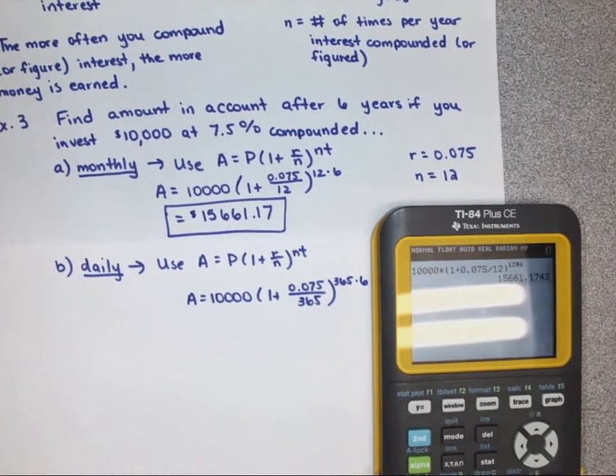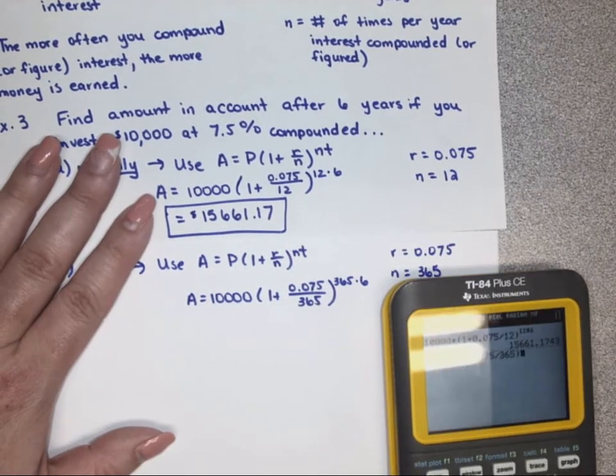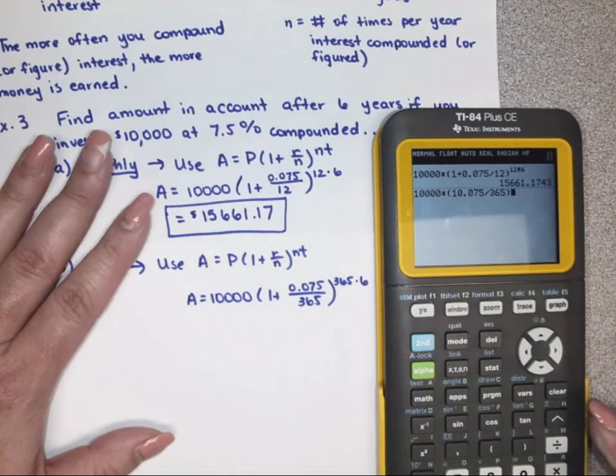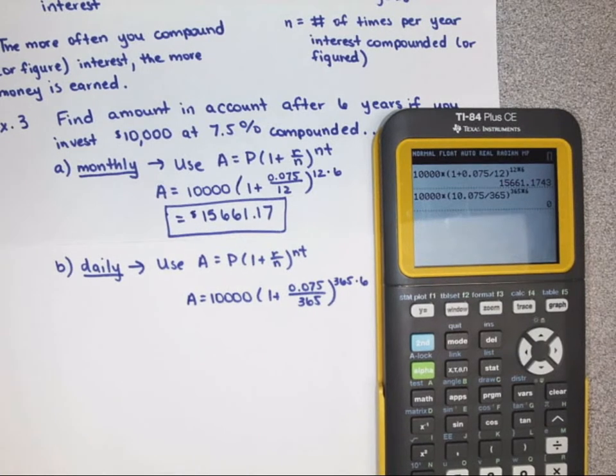Okay, so let's see if we can get that one. So it'd be 10,000, make sure you do the right number of zeros, times 1 plus 0.075 divided by 365, close parentheses. Sorry, I'm in the glare. And then raised to the power of 365 times 6, because it's still 6 years, right? That part hasn't changed.